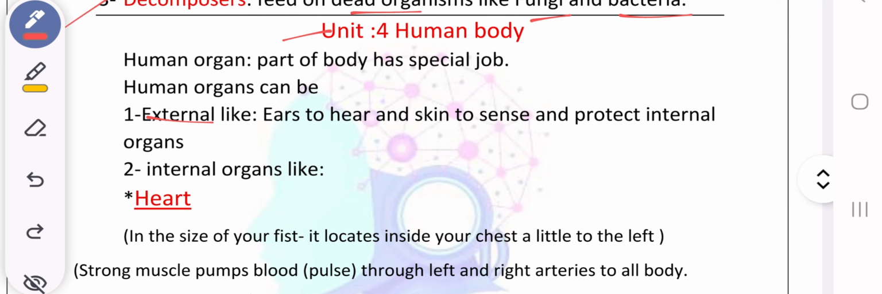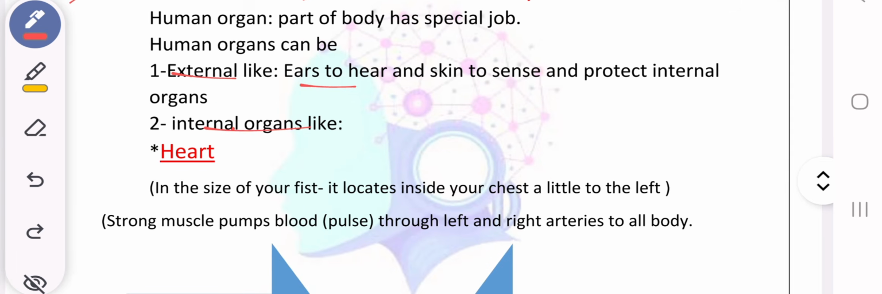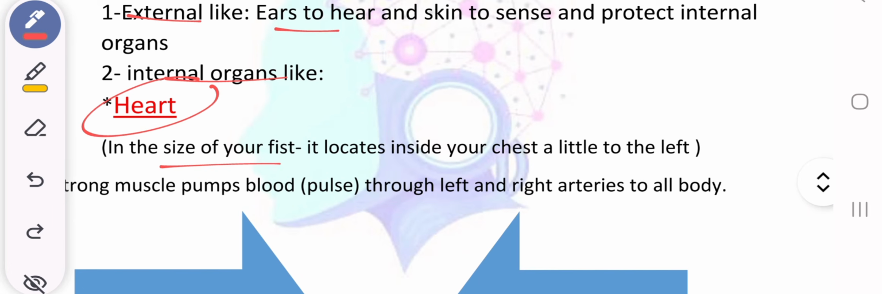Some organs will be external. What is the meaning of external? External like our ears, our nose, our eyes, our mouth, our hands. Internal like our heart. What is the size of our heart? The size of your fist. This is my fist. Where is the heart? It is located inside my chest, a little to the left in the middle, but a little to the left.